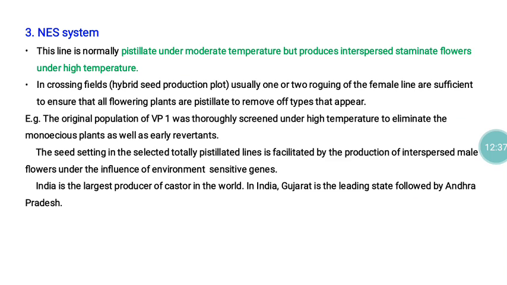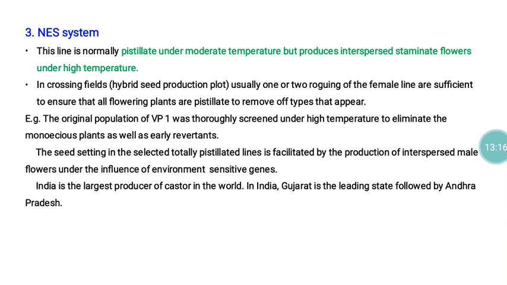So now we are adopting another system, that is the NES system. This line is normally pistillate. These plants produce the pistillate class only under moderate temperature. When the temperature is moderate and favorable, they produce only the pistillate class. But if any abnormal temperature prevails, only then is there a chance for the occurrence of male flowers, in an interspersed manner here and there, not like your monoecious nature. So this is a somewhat better system compared to the previous two systems.